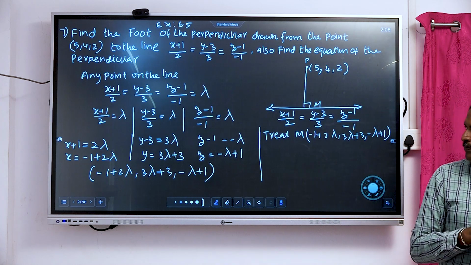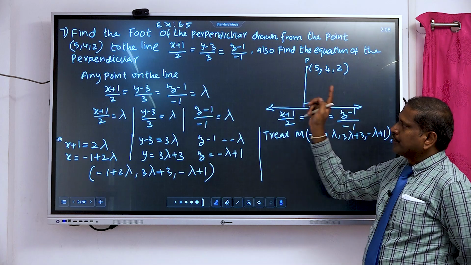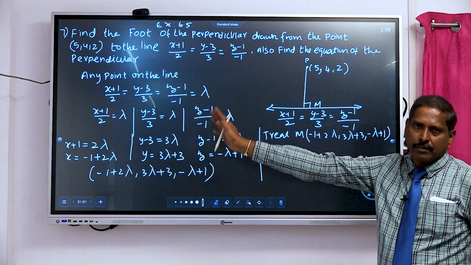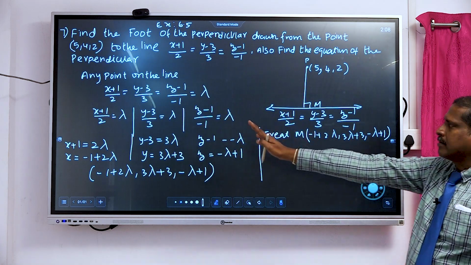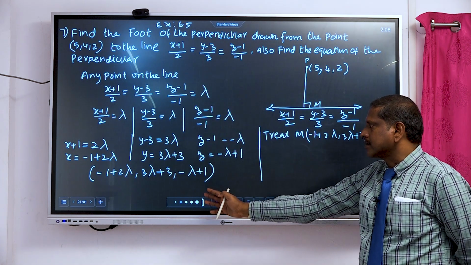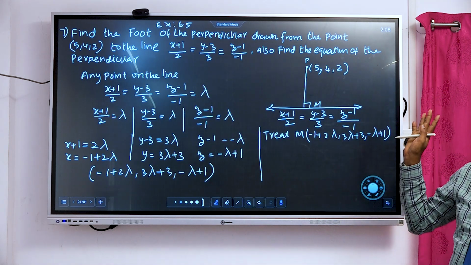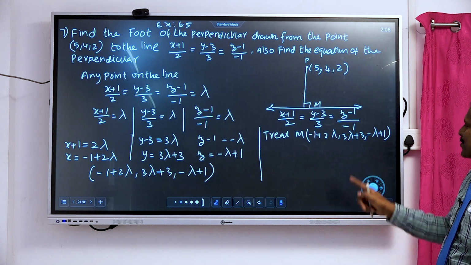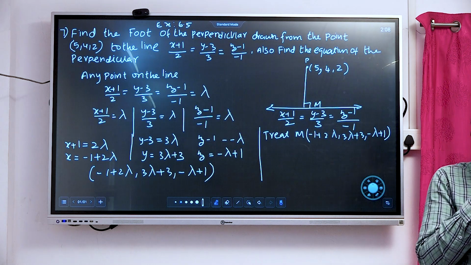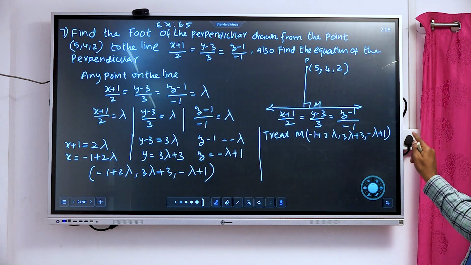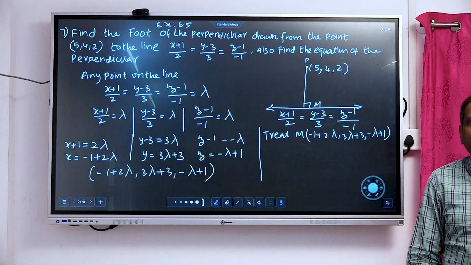Is it clear, children? So what is step 1 to get the foot point? You have to find any point on the line. So equate the line equation to lambda, each term equated to lambda, follow this procedure and you will get any point, and treat that as the foot point M. It is going to be minus 1 plus 2 lambda, 3 lambda plus 3, and minus lambda plus 1. Here the work is you need to know the value of lambda. If the lambda value is known, it means the foot point is identified.